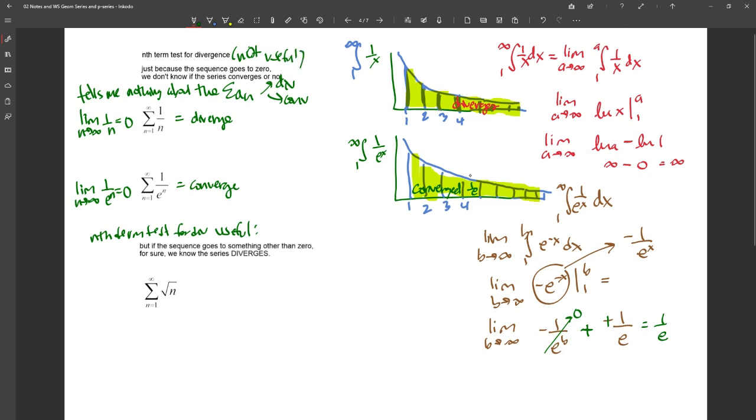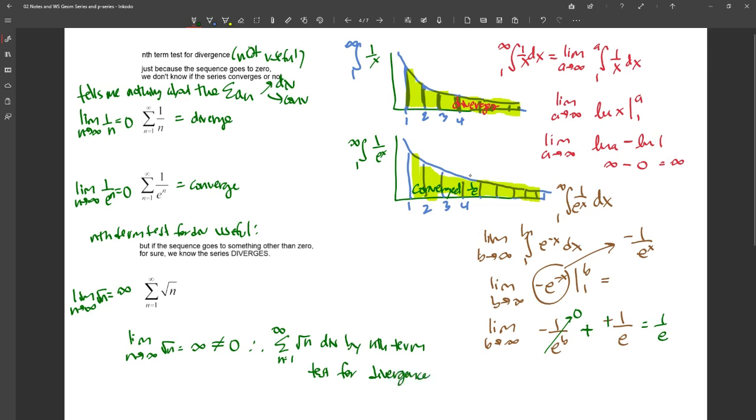So if I took the limit of this as n goes to infinity of the square root of n, what do I get? Infinity. Well, if the limit as n goes to infinity of square root of n is equal to infinity, then what I know about the series is this number is not equal to 0. So therefore, this series, the sum of square root of n from n equals 1 to infinity, diverges by the nth term test for divergence. And hopefully that made it a little bit more clear to you.